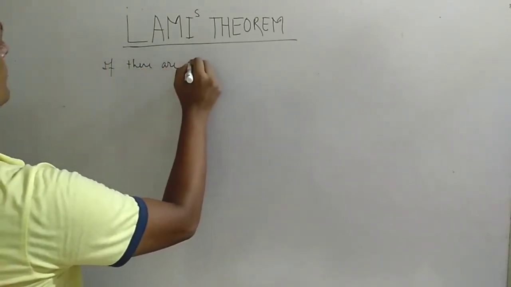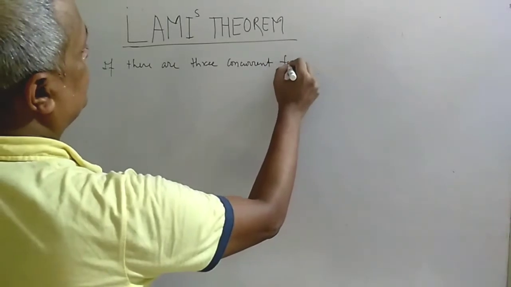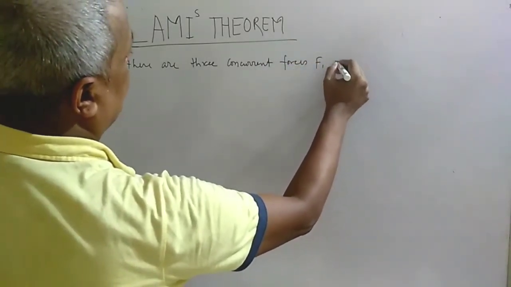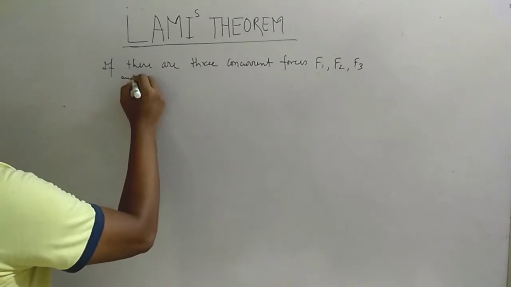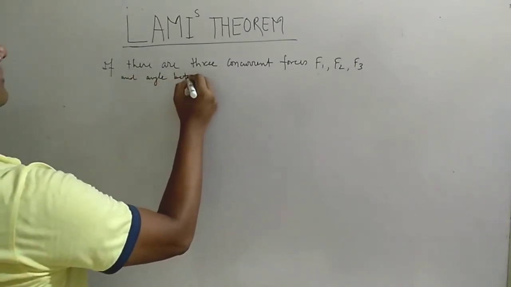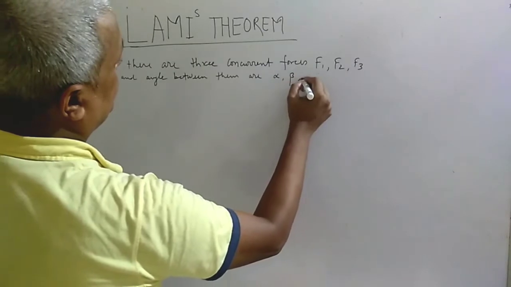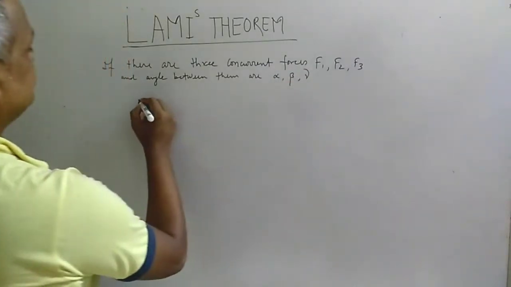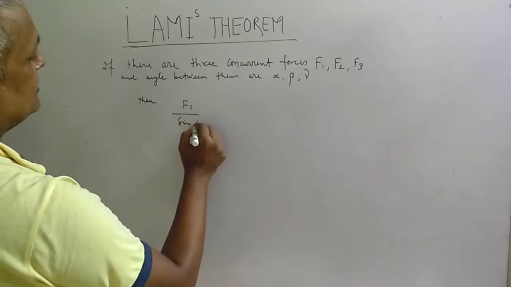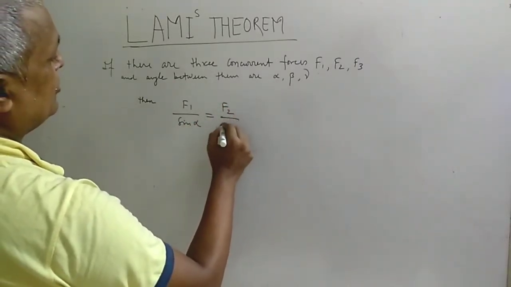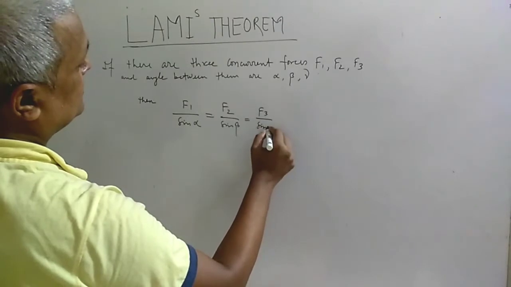there are three concurrent forces F1, F2 and F3, and the angles between them are alpha, beta and gamma, then F1 upon sine alpha is F2 upon sine beta is F3 upon sine gamma.